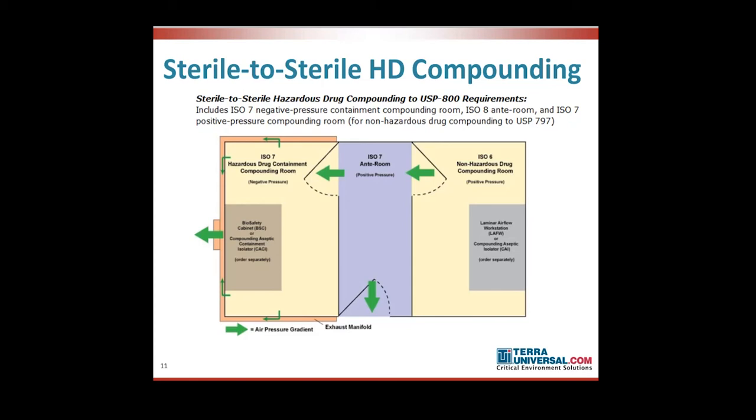On the left side in the hazardous drug containment room, as you can see, we're pulling air out of the room into those orange exhaust plenums, which are located near the floor of the room, and then exhausting that room to the outside world.